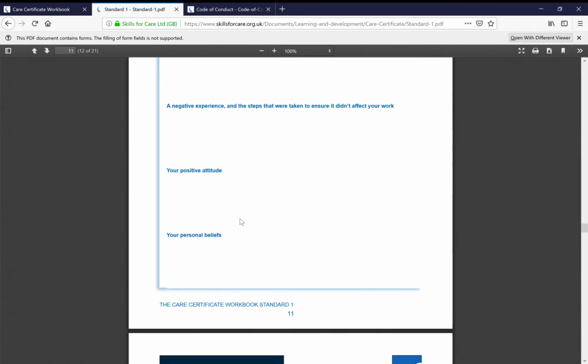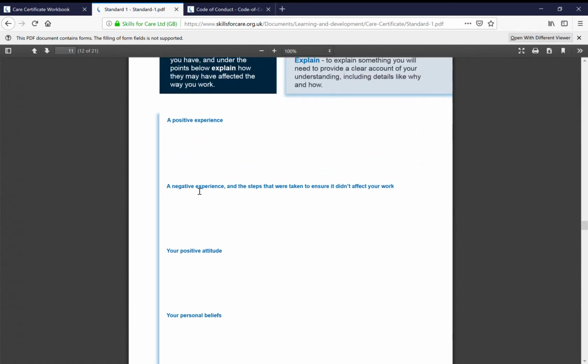A negative experience and the steps that were taken to ensure that it didn't affect your work. So you might have things going on at home. How can you protect yourself, so that when you put on your uniform, you don't let that impact your work? Have you got a good support team? Can you speak to your manager about this? What about if somebody at work said something that you didn't like, whether that be a patient or a colleague? How would you protect yourself, and what steps would you take?